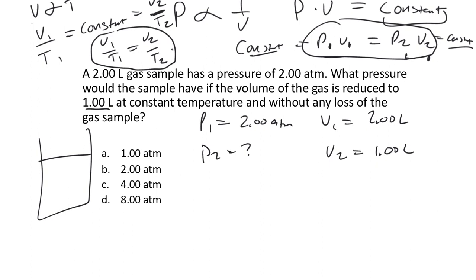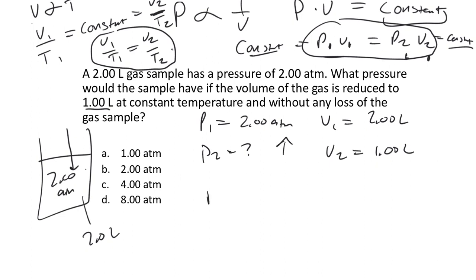So perhaps we have 2.00 atm at 2 liters. We have a piston perhaps that we're going to press downward upon, and we're going to change that volume and cut it in half to 1 liter. So what do you think happens to the pressure? Does it go up or does it go down? It goes up. So the pressure here should be going up.